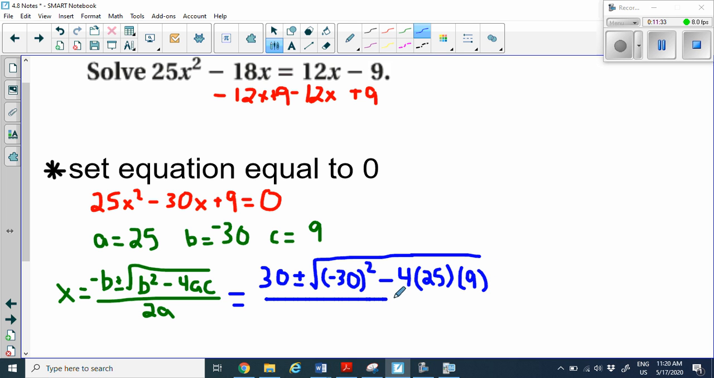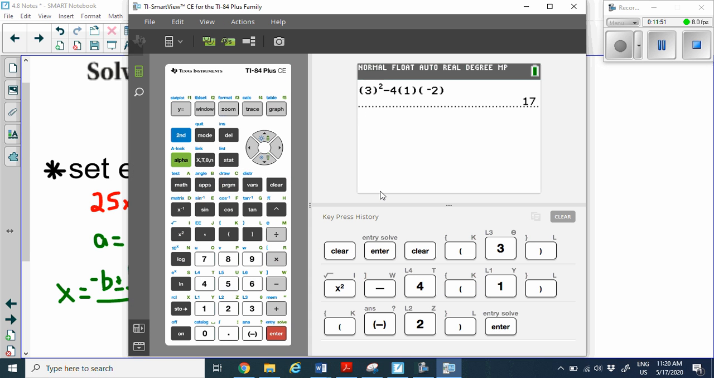And this is going to be all over 2 times our a value. So that'd be 2 times 25. Now, just like we did in the last one, I'm going to plug what's underneath the radical, or the square root sign, into the calculator, okay? So this is how we're going to do it.